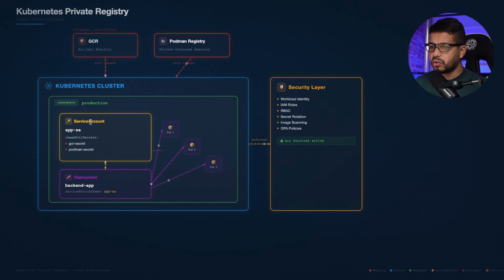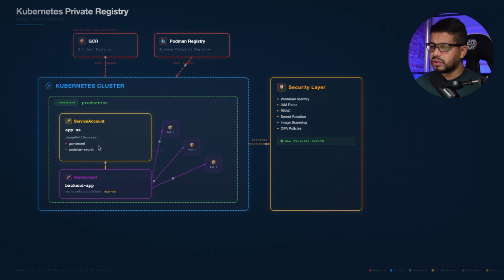Now we reach the most important component in this diagram, the service account app-sa. This is the key architecture decision. Instead of attaching image pull secrets directly to the deployment, we attach them to the service account. Inside the service account, we define the GCR secret and the Podman secret. This means any workload using the service account automatically inherits those pull permissions. Why is this better? Because it centralizes credential management, reduces duplication, and improves governance.